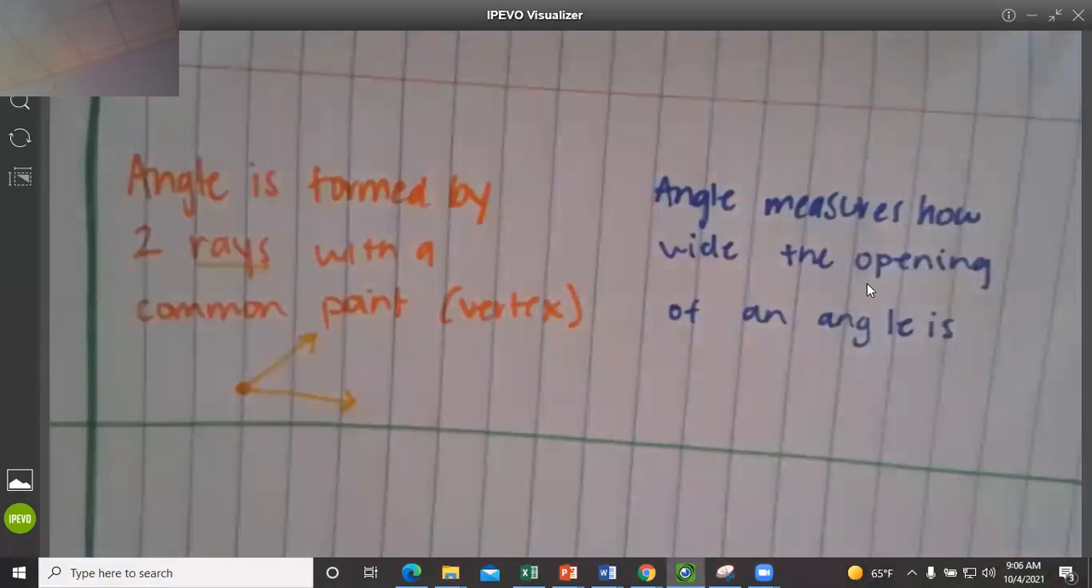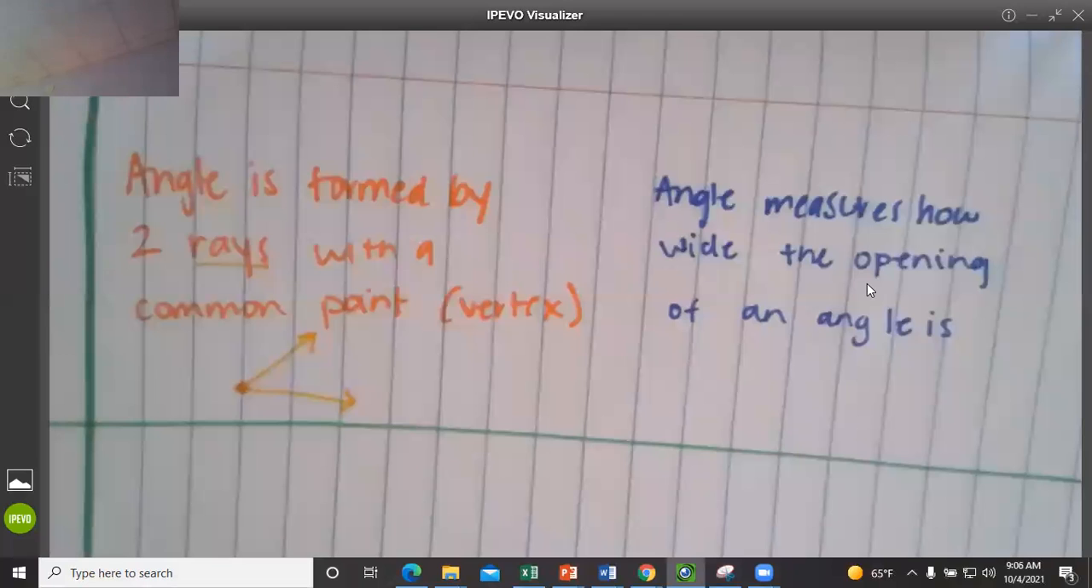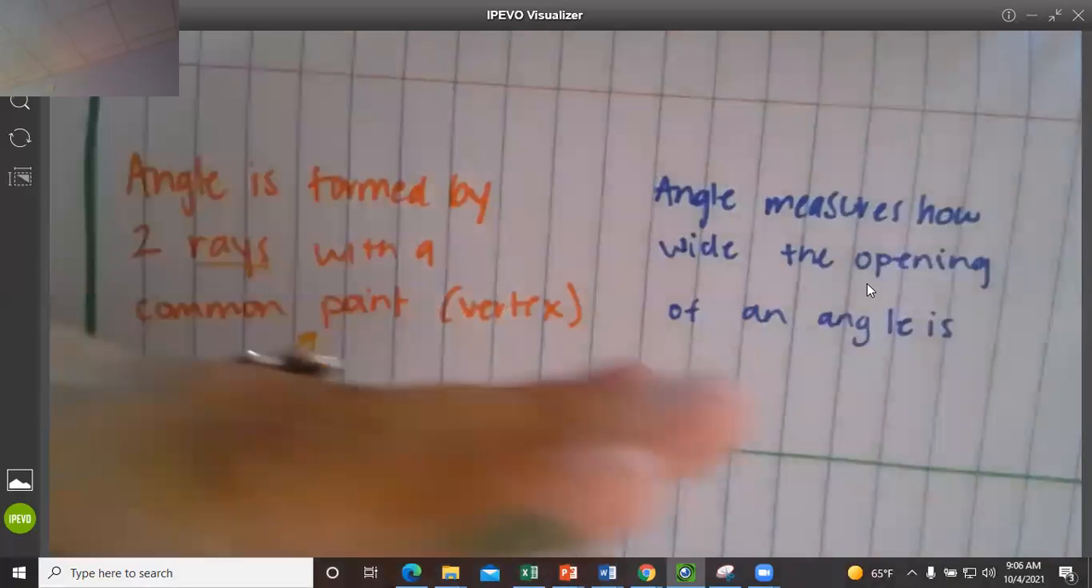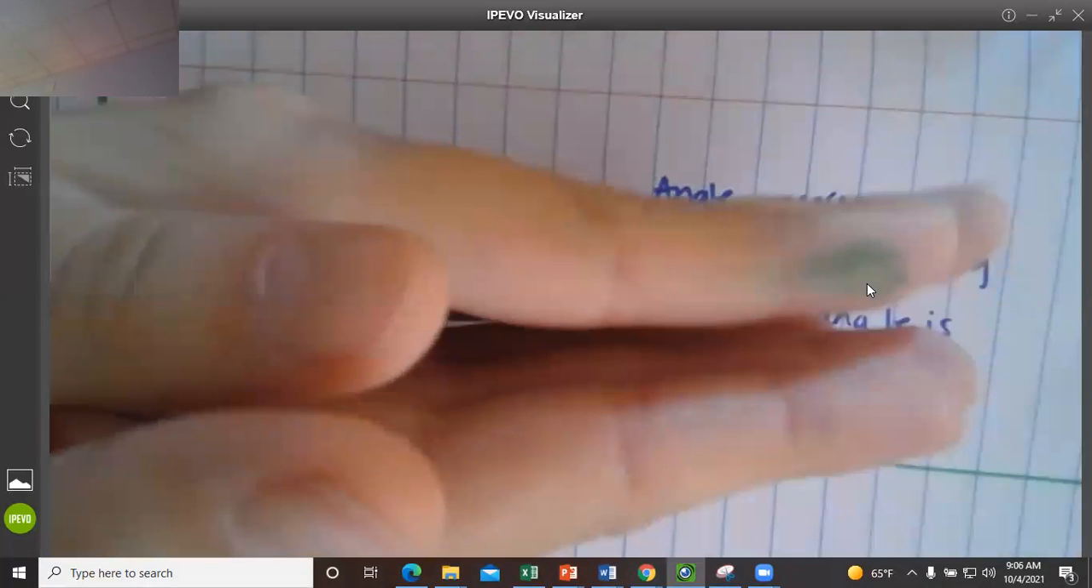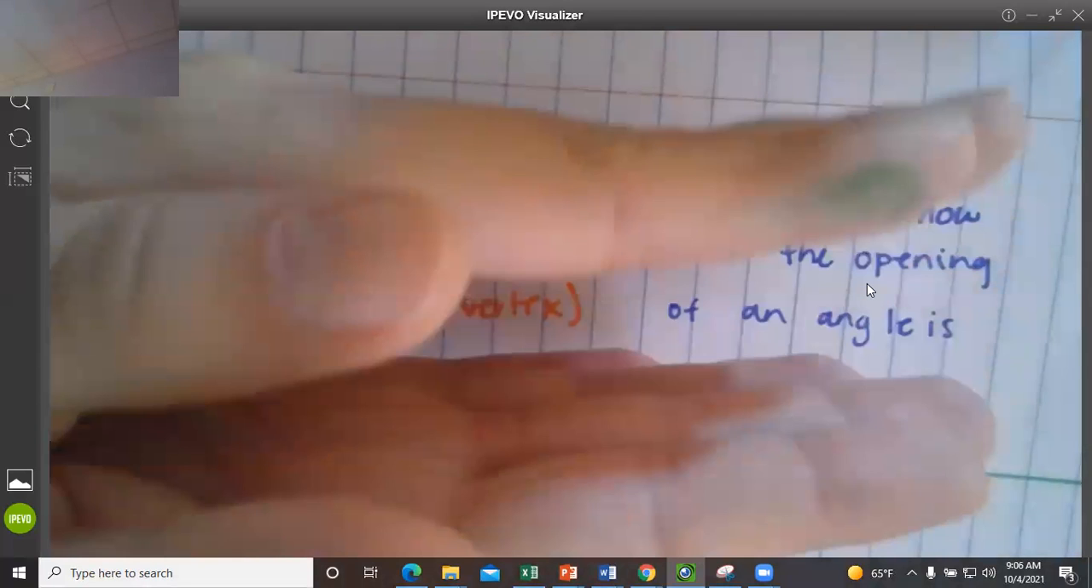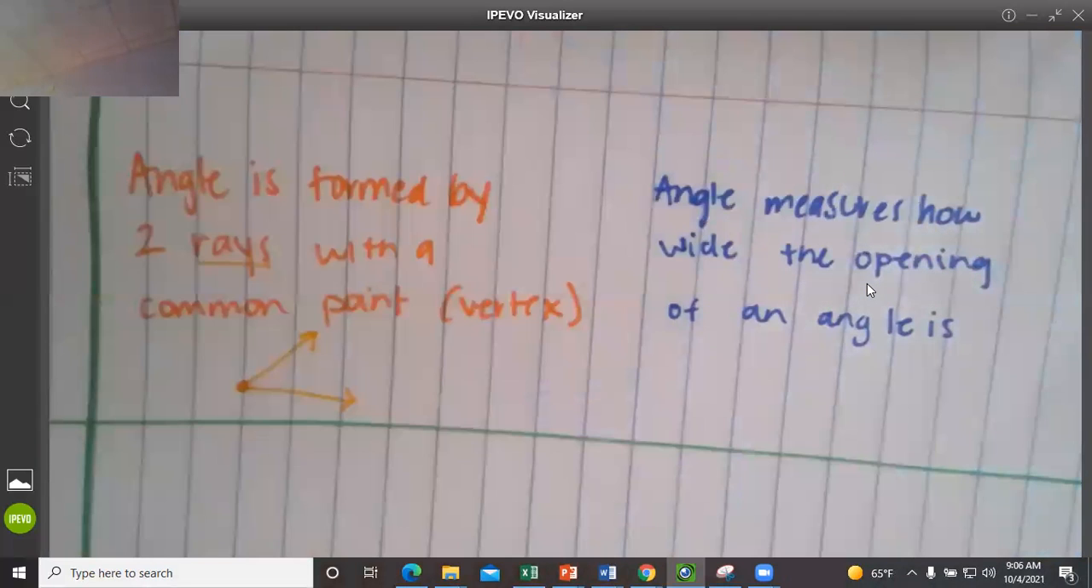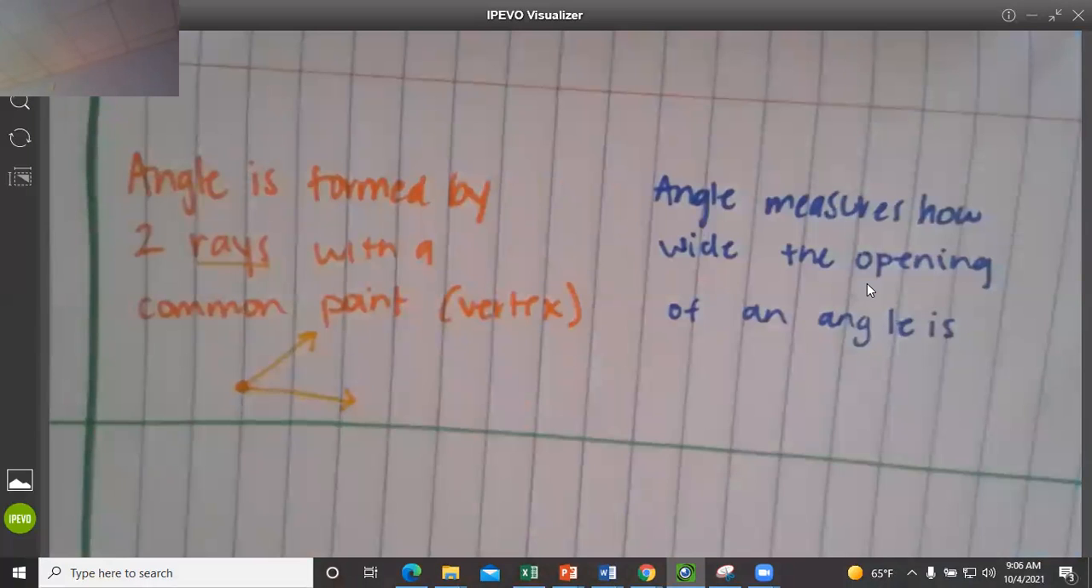How wide? So if you have a really, really small angle, it's like this, then it opens up a little bit more, a little bit more, a little bit more until it gets to 90, and it can open up all the other way to 180. Those are the angles that we've talked about so far. All right, please copy. Then we're going to do word 19. Then we'll practice with 19 in just a minute.